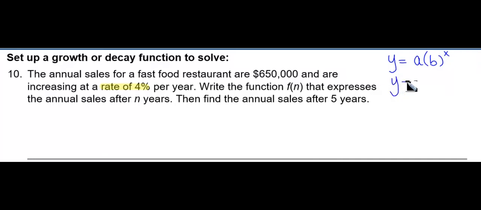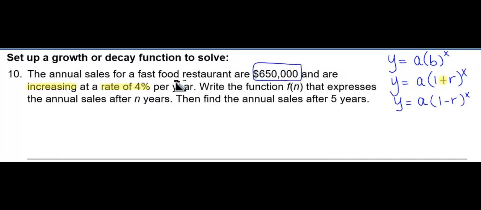Because this is a percent, we're going to use the equation a times 1 plus r, raised to the x. Now, I'm going to use a plus sign if I know for sure that in my word problem, it tells me that this is growing. If it was a word problem that dealt with decay, I would use 1 minus. So it would look like this. So to fill in the different parts, I know my initial value is $650,000.